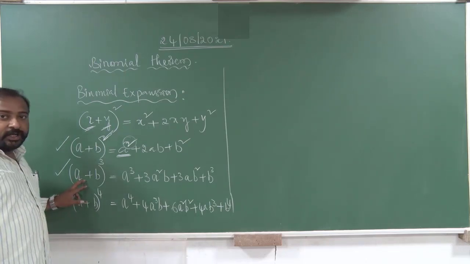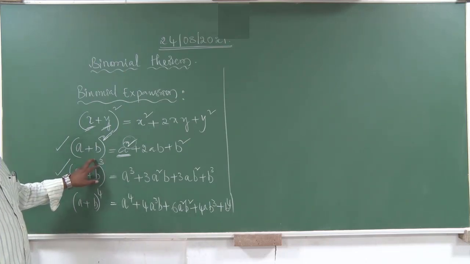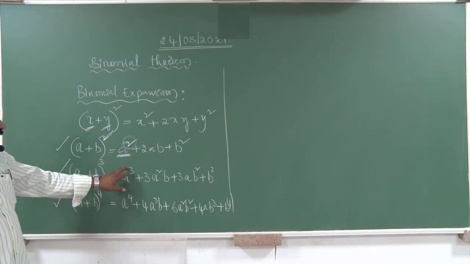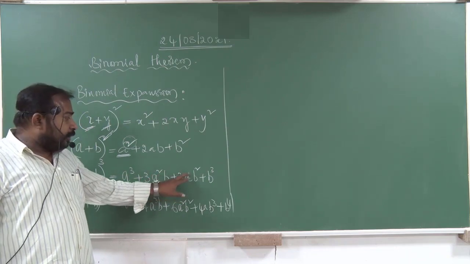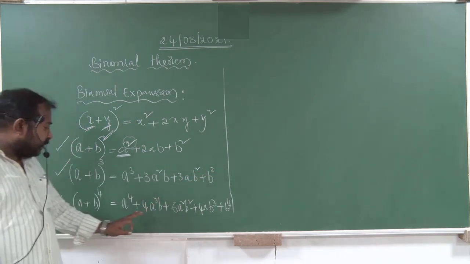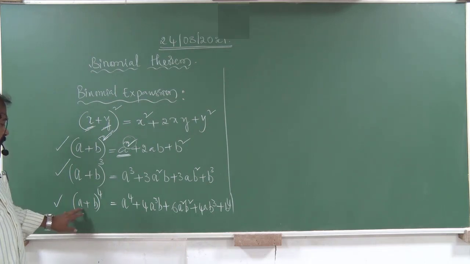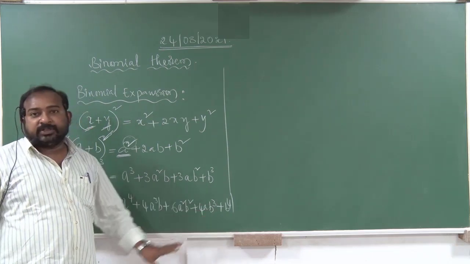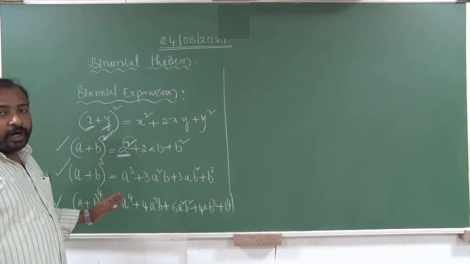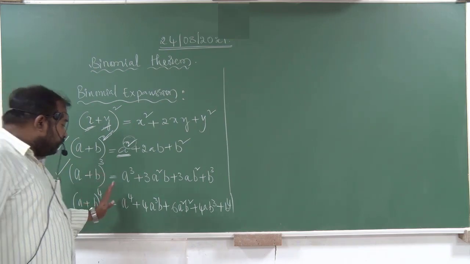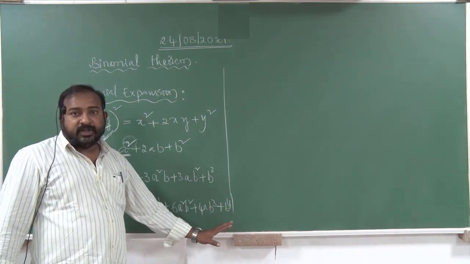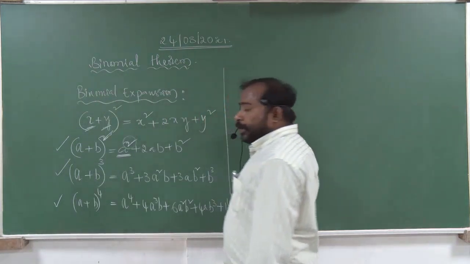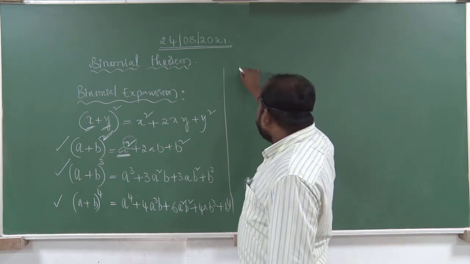Similarly, in (a + b)^3, first we start with a^3. After a^3, a^2. Next, a^1, a^0. Similarly, here also, a^4, after that a^3, a^2, a^1, a^0. So here if you observe, one pattern is there. From left to right you are moving, and gradually the powers of a are reduced by 1.